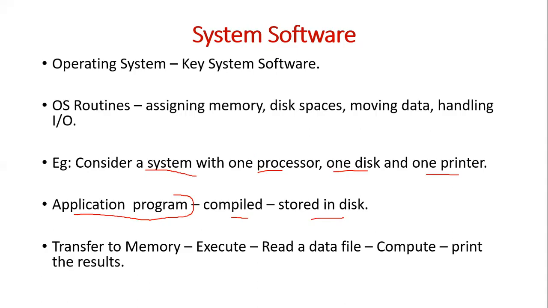If we want to execute the program, first, the object code of that program should be transferred from the hard disk to the memory. Once you transfer that object code from the hard disk to the memory, then it will start executing.